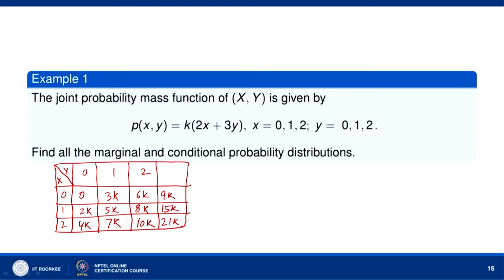Let us check again. When x is 0, y is 0, we have p(x,y) = 0. When x is 0, y is equal to 1, we have 3k. When x is 0, y is equal to 2, we have 6k. When x is equal to 1, y is 0, so we have 2k. When x is 1, y is 1, we have 3 plus 2, 5k. When x is 1, y is 2, we have 3 2s are 6 plus 2, so 8k.